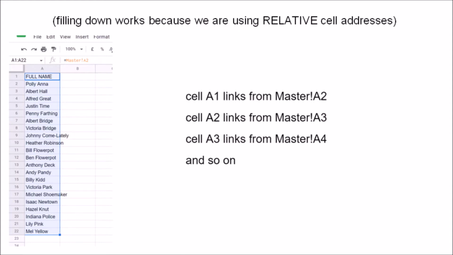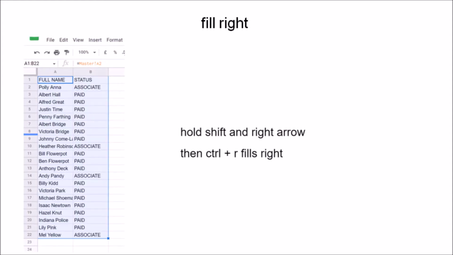The filling down works because we're using relative cell addresses. So, cell A1 links from master A2, cell A2 links from master A3, cell A3 links from master A4, and so on. Now fill right. Hold Shift and right arrow, then Control plus R fills right. Again it works because we're using relative addresses, so that A1 in birthdays links to A2 in master, and B1 in birthdays links to B2 in master.